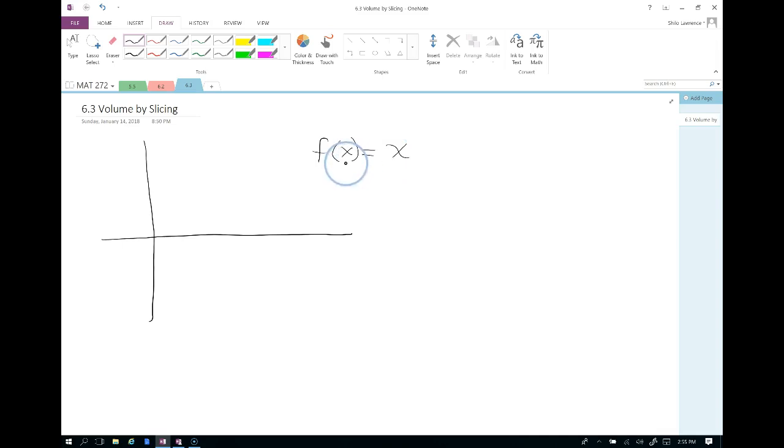and the x-axis, which as a function we would write as g of x equals 0. And I am going to find the region that's enclosed between these two functions from 0 to 3. And we're going to start off just looking at that region.